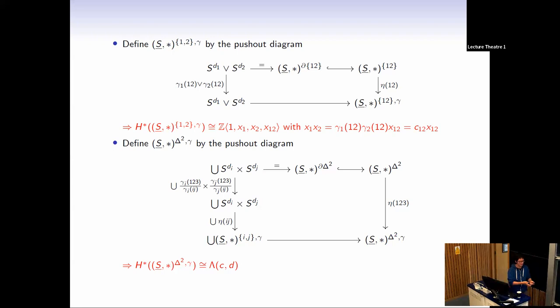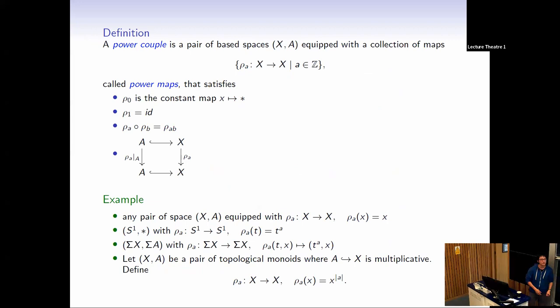Okay, as I said, you can generalize these constructions to something bigger. So first of all, we need to have a notion of a pair of spaces that have something that looks like degree maps. So here we introduce something called power couples. We define power couples to be a pair of spaces X, A that is equipped with a collection of maps that we call power maps, rho sub I, such that first rho zero is just a constant map sending everything to a point, and then rho sub one is just the identity map, and the composition of rho A, rho B will equal rho sub AB, and we want this rho A, the power map, to be compatible with the inclusion map as well.